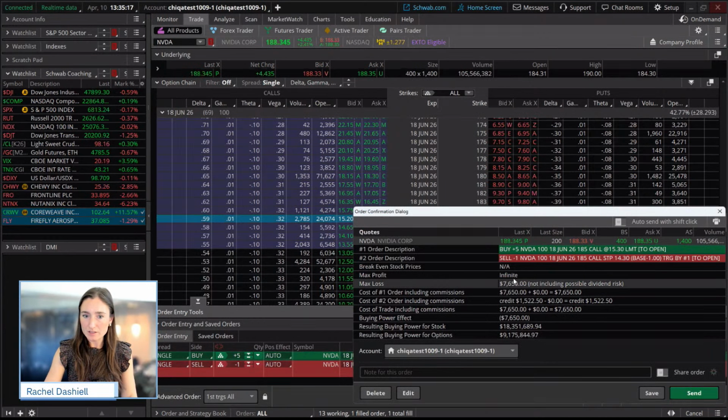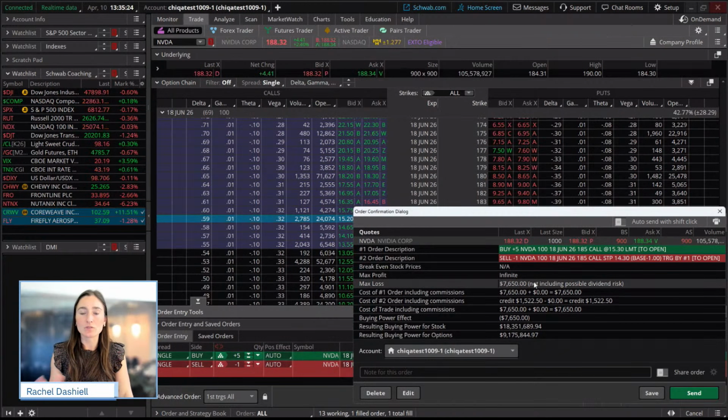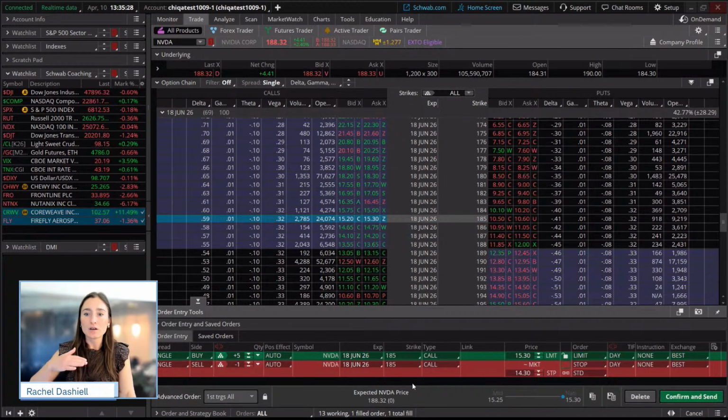And you can also see here, it'll show you the max loss because the most we are losing is the premium that we are paying. So it's roughly about $7,600 or so. You have unlimited max profit with call options because they essentially can go up to infinity. They probably won't.